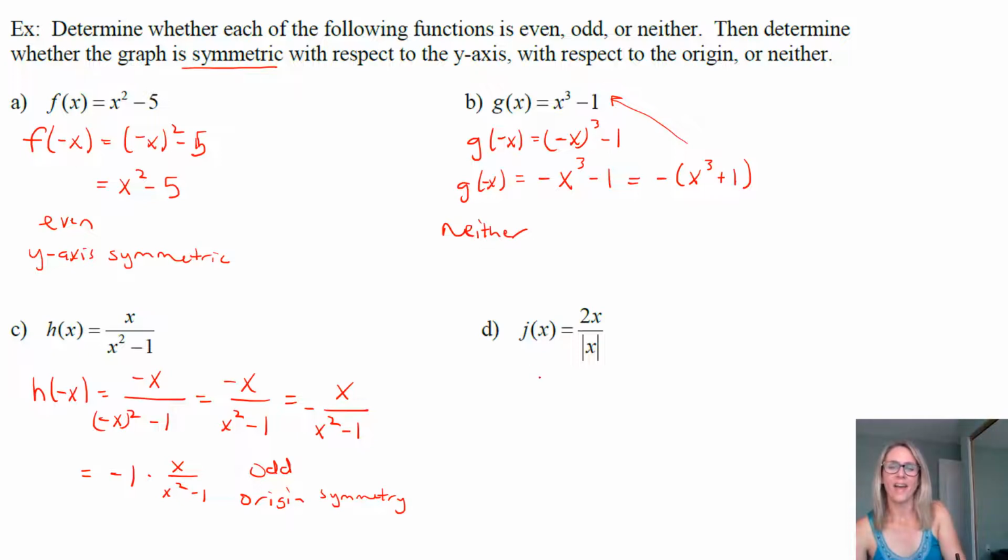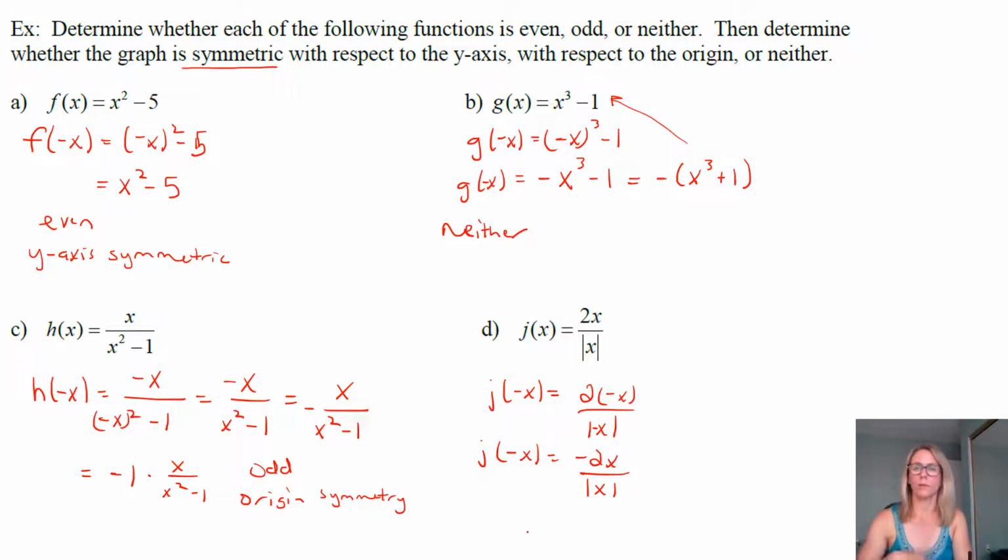Okay. And then our last one here is this exciting j of x. So I'm going to put in negative x there. I get this over, put a negative in there. Okay. So we've got an absolute value in that denominator, but we have negative 2x over the absolute value of x. But understand that the absolute value of x is the same as the absolute value of negative x. They're equivalent because they're always going to give you that positive version when you take the absolute value.